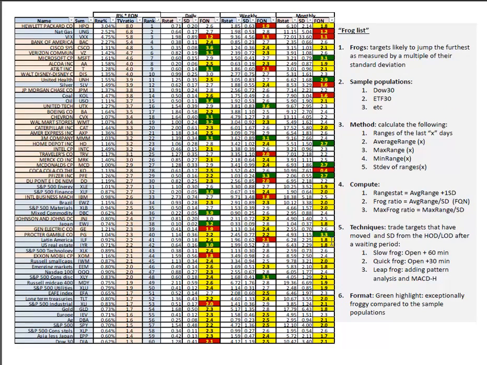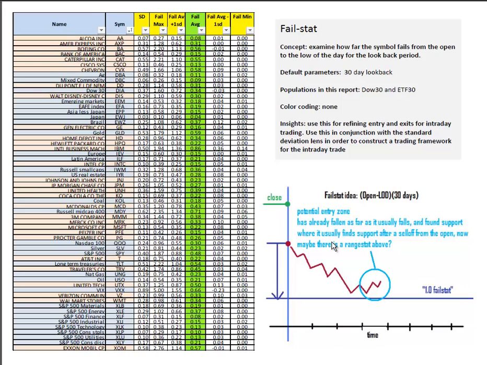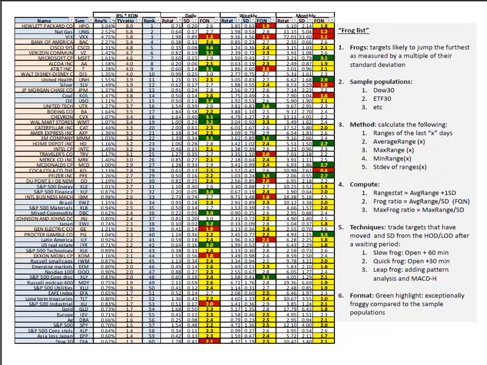Reference data on the frog. I've got this sorted by what I call the TV ratio, or the trading value ratio, and that's a multiplication of the average range percentage, 3.04, times its frog quality number, which gives you a number that can be computed as a ratio of those two.